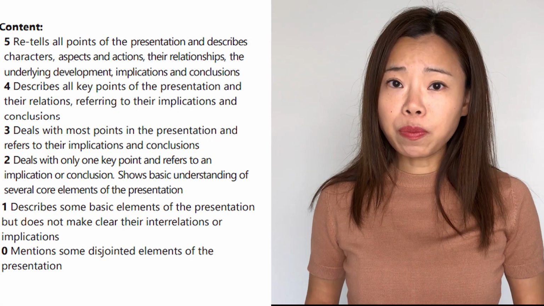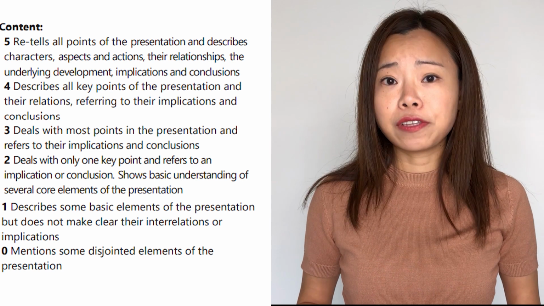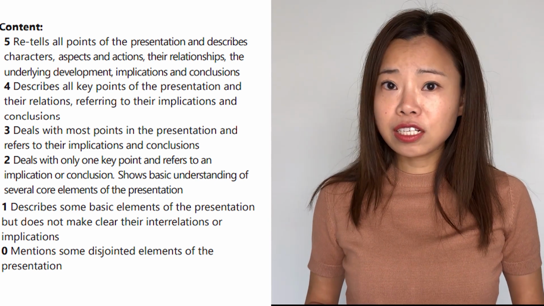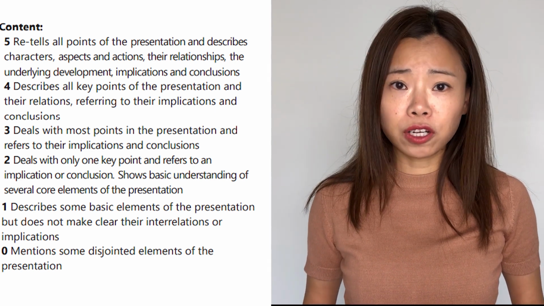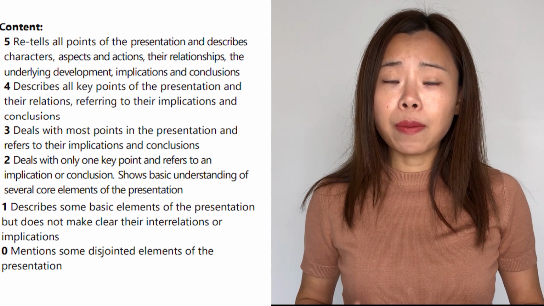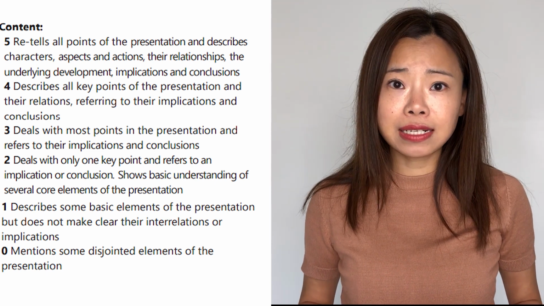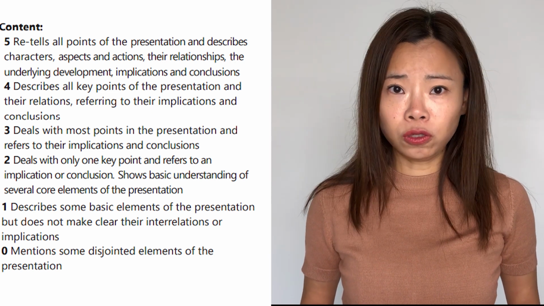Now let's take a look at the Pearson score guide for content in retell lecture. You get a maximum of 5 points if you can retell all points of the presentation and describe characters, aspects, and actions, the relationships, the underlying development, implications, and conclusions. You get a maximum of 4 points if you can describe all key points of the presentation and the relations, referring to their implications and conclusions.